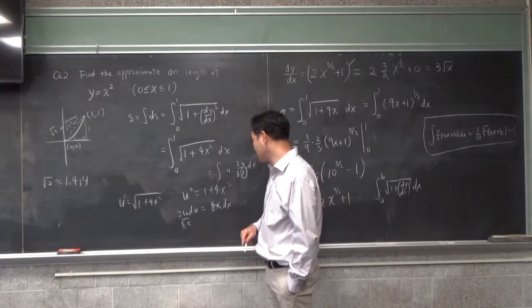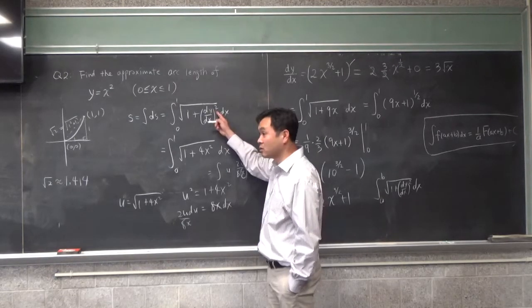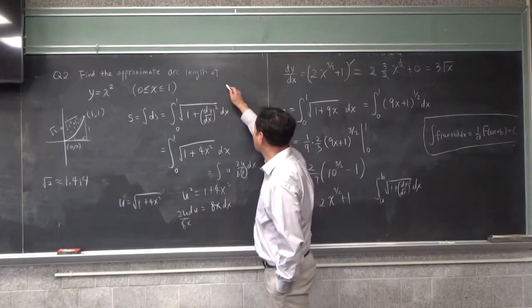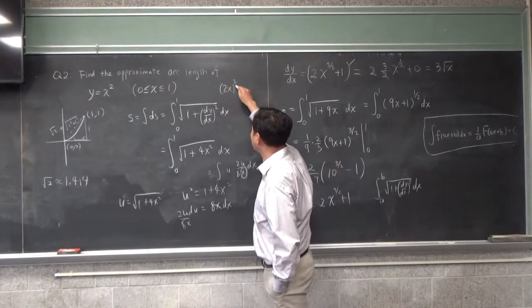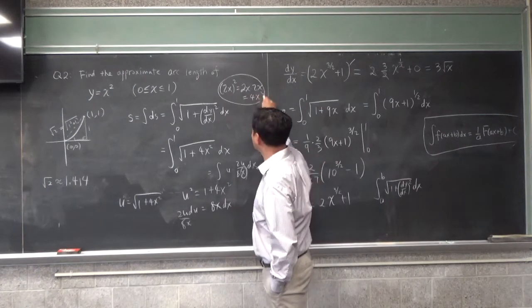Wouldn't dy dx equal 2x, not 4x? You squared it. Right, and then wouldn't that be 2x squared? What? 2x squared is what? It's 4x squared. Okay.